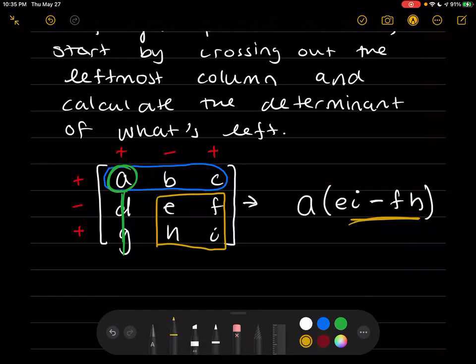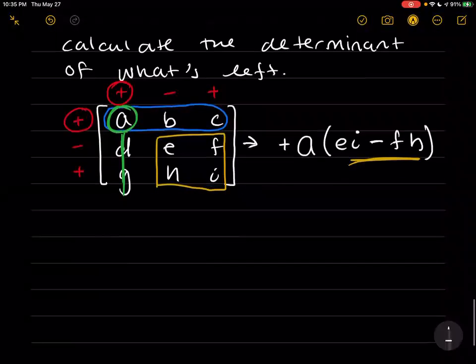And notably, because A has this plus here and this plus here, plus times plus is positive, so it's going to be positive A. It's a lot of steps, but let's go ahead and keep going, and we'll see some examples. And once we start doing some examples, it'll get a little bit clearer what's going on. Okay. Once we've done that, then do the same thing for the next column.